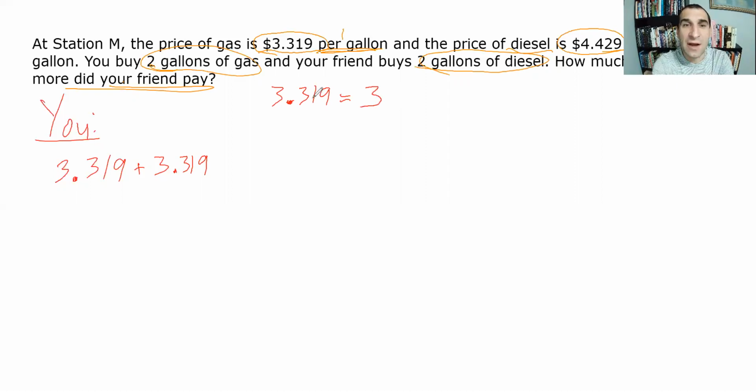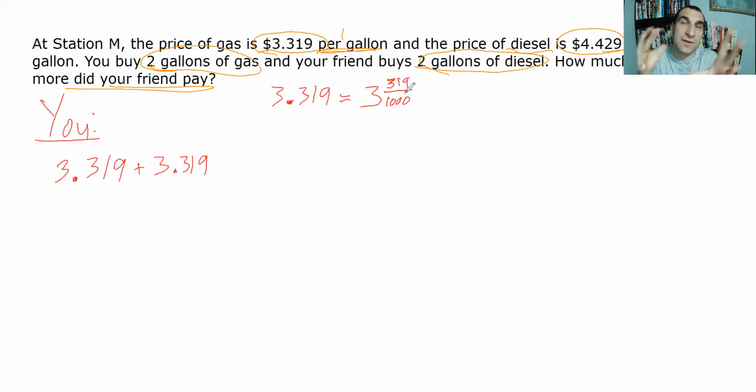Now think about this decimal. We say this is the tenths place. This is the hundredths place, and then this is the thousandths place. So how you say this number is 3 and 319 thousandths. Well, there's your fraction. So this is going to be 3 and 319 over 1,000. Okay, so think about that.